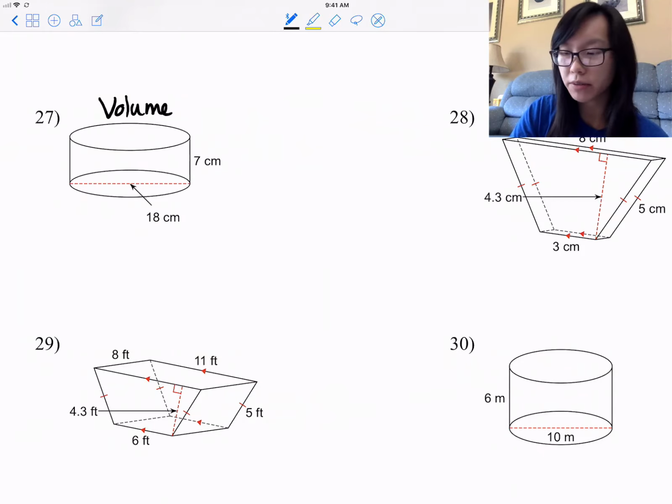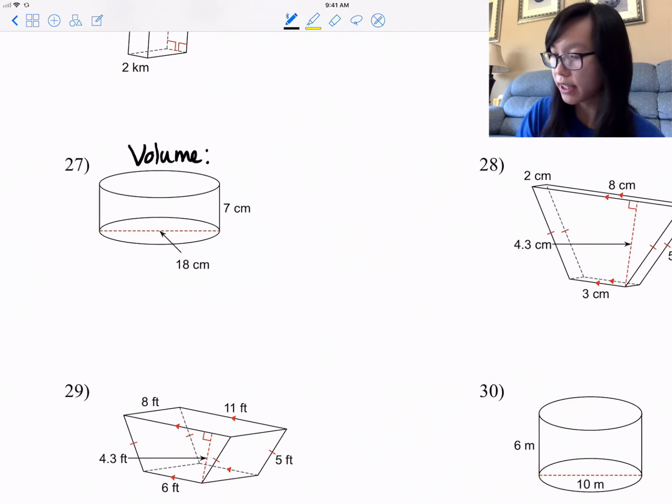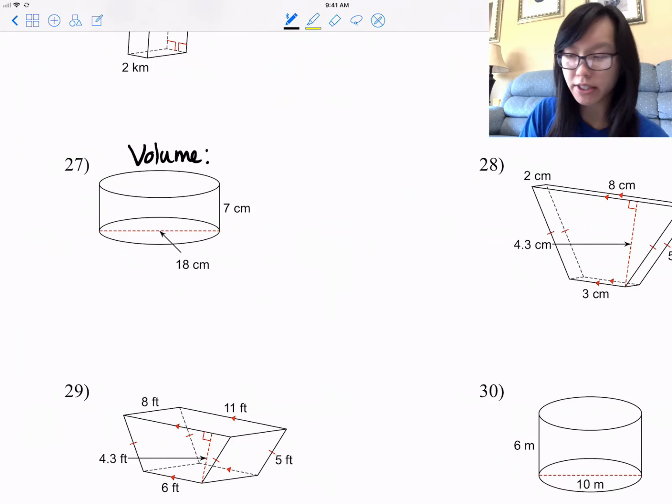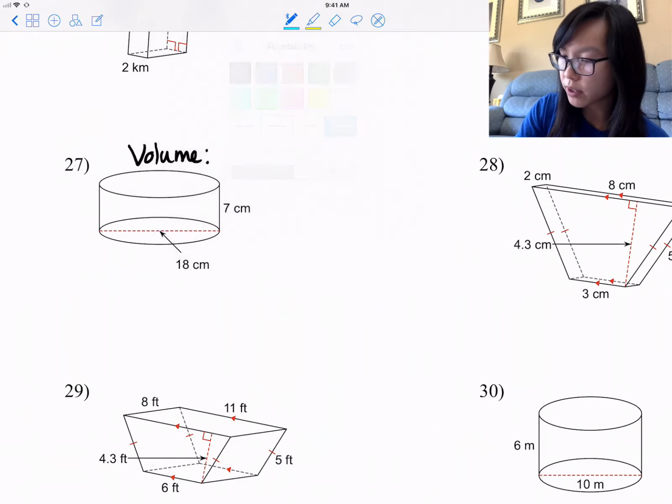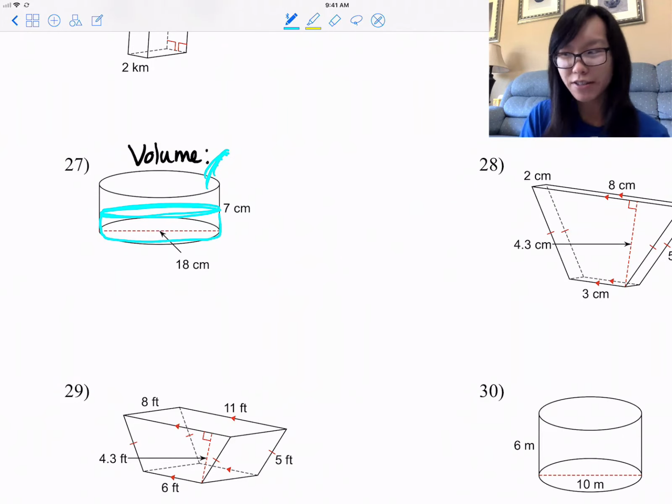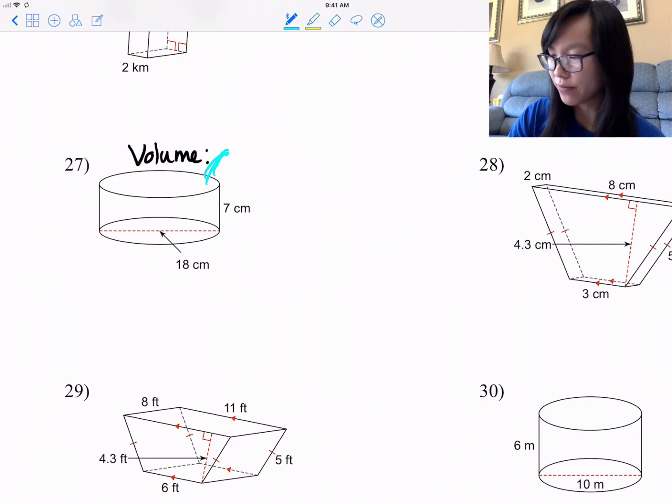So now we're going to talk about number 27, which asks us to find the volume of these figures, and I'm going to help you guys out on number 27 because it's something we haven't really covered too much. We haven't really talked about cylinder volume, but essentially we're thinking about how much space it would take up if we just poured a bunch of water in here. That's supposed to be water. And that's essentially what volume is, how much space something takes up.